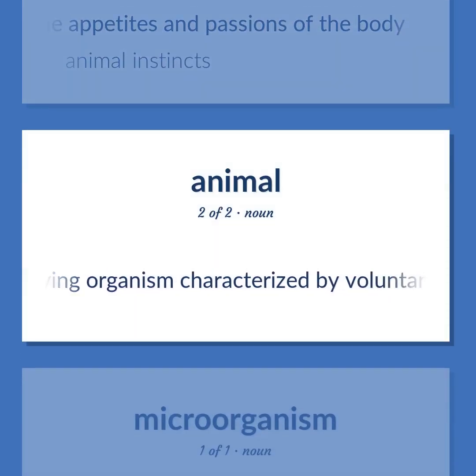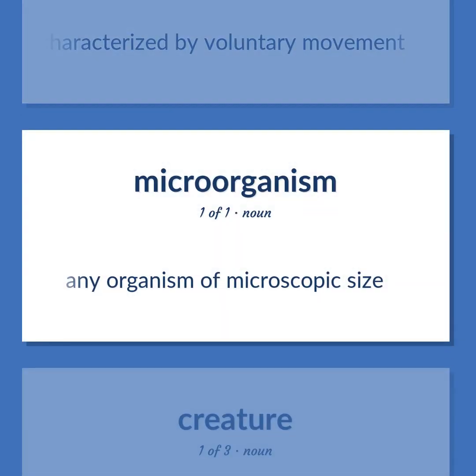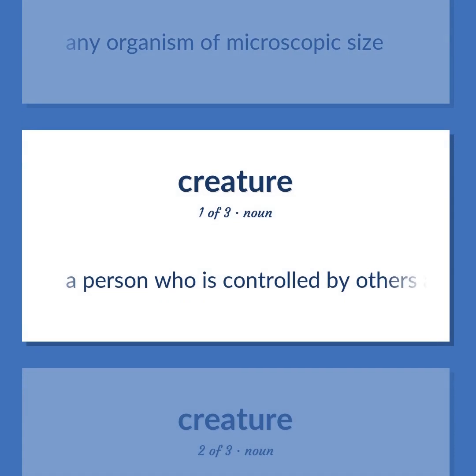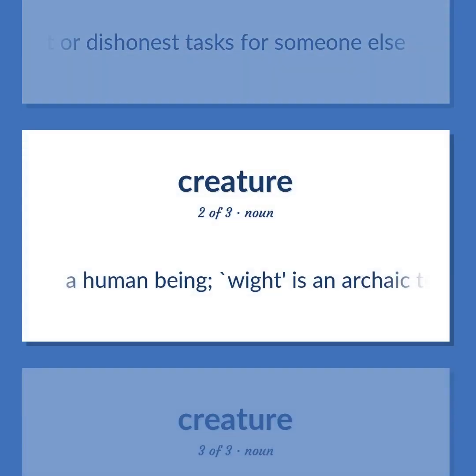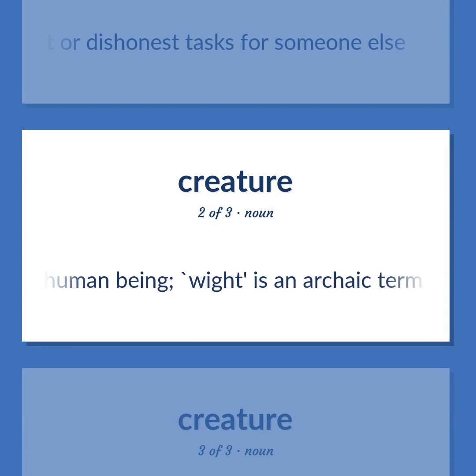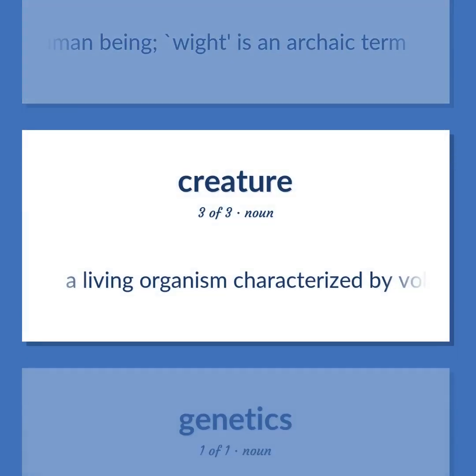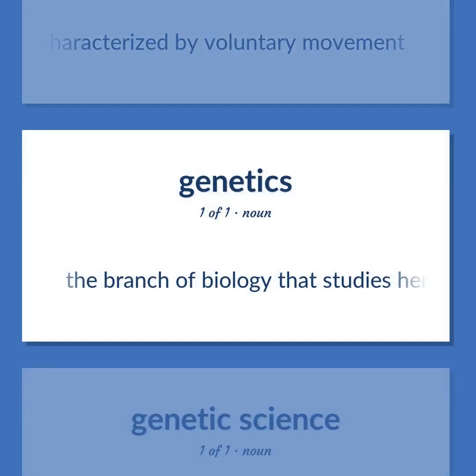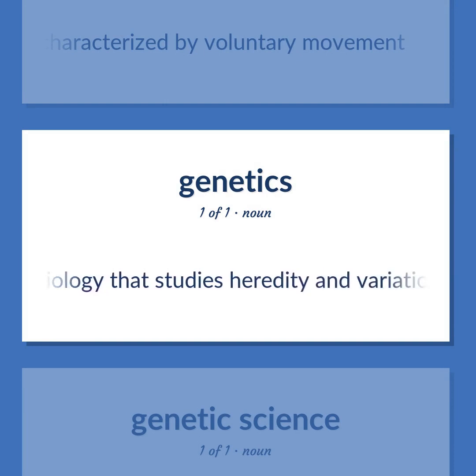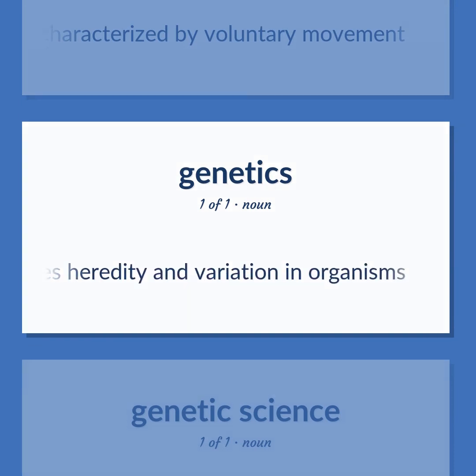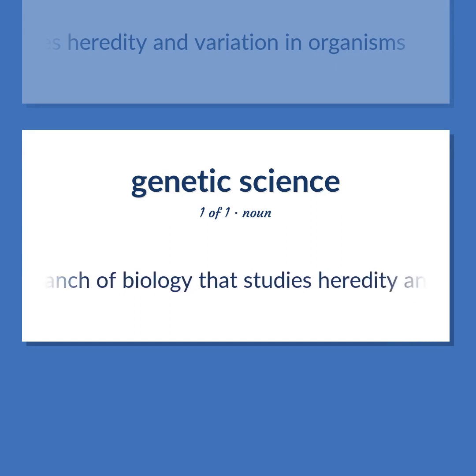A living organism characterized by voluntary movement. Any organism of microscopic size. A person who is controlled by others and is used to perform unpleasant or dishonest tasks for someone else. A human being. White is an archaic term. A living organism characterized by voluntary movement. The branch of biology that studies heredity and variation in organisms.